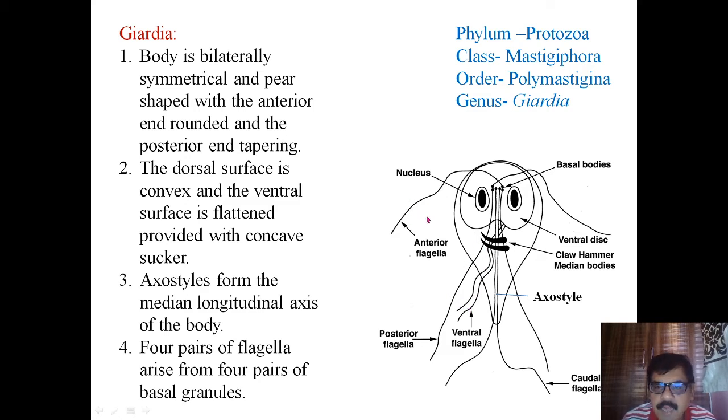This is the anterior flagella. Then this is the posterior flagella, and these are the ventral flagella. The four pairs of flagella arise from what? The basal bodies or from the basal granules.